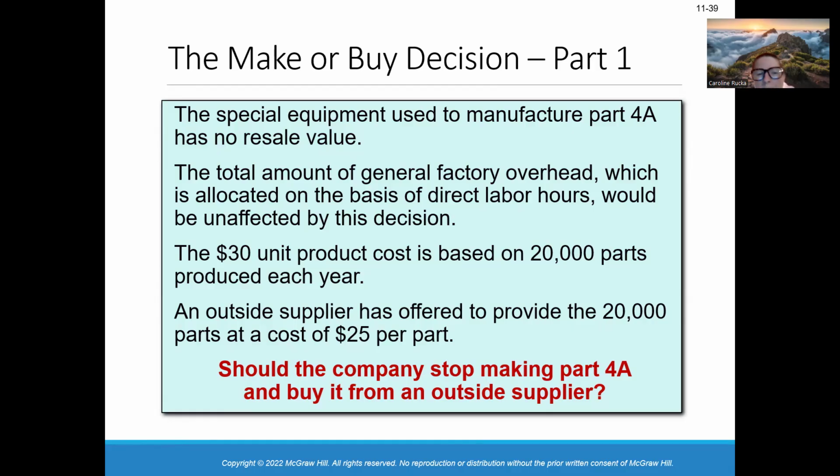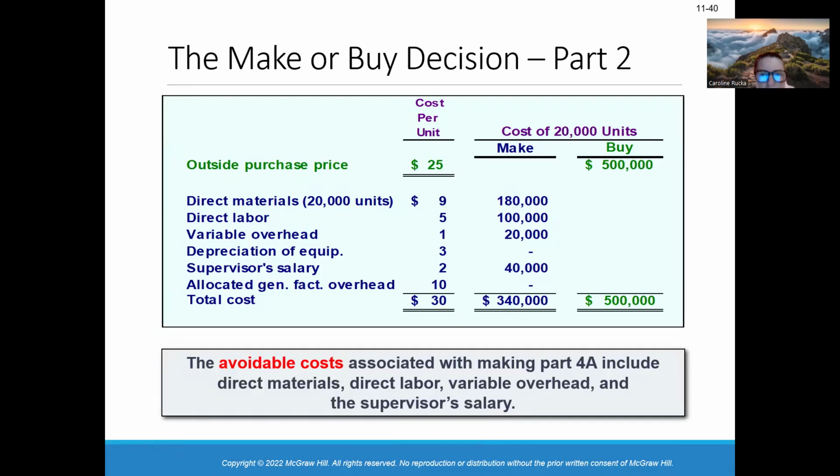Now, your immediate reaction might be, oh, 25 is less than 30. Let's go for that, right? But let's drill deeper using our accounting brains and look at what costs are actually avoidable and which are not. I've identified some of them for you already. So the outside purchase price, $25 per item at 20,000 units, would be $500,000. Boom, done. Now we have our per unit cost.